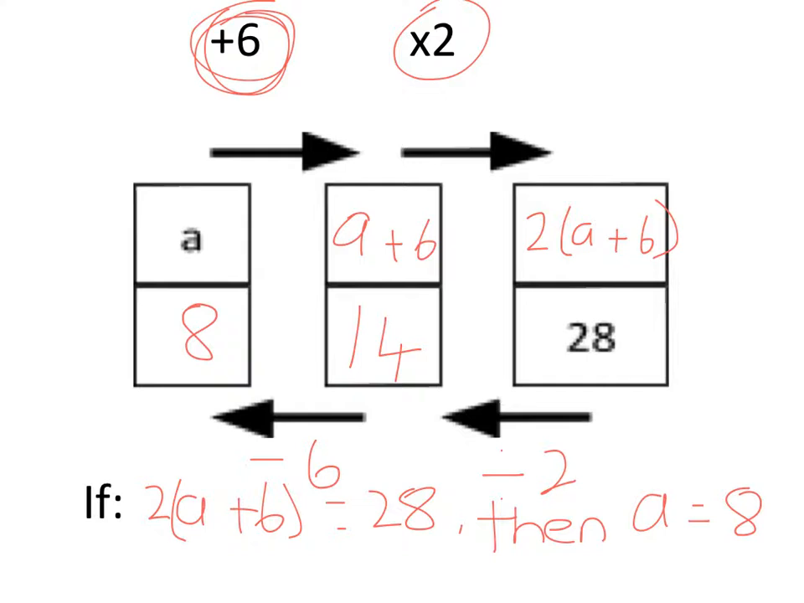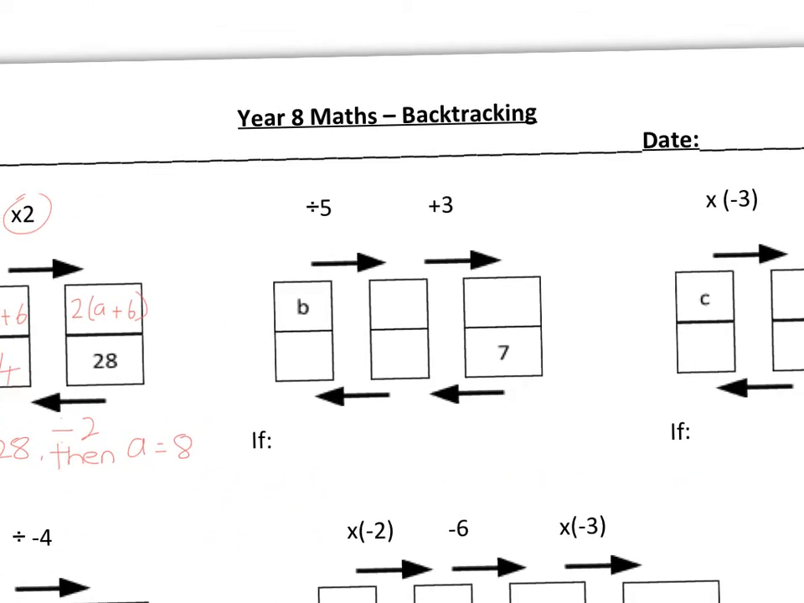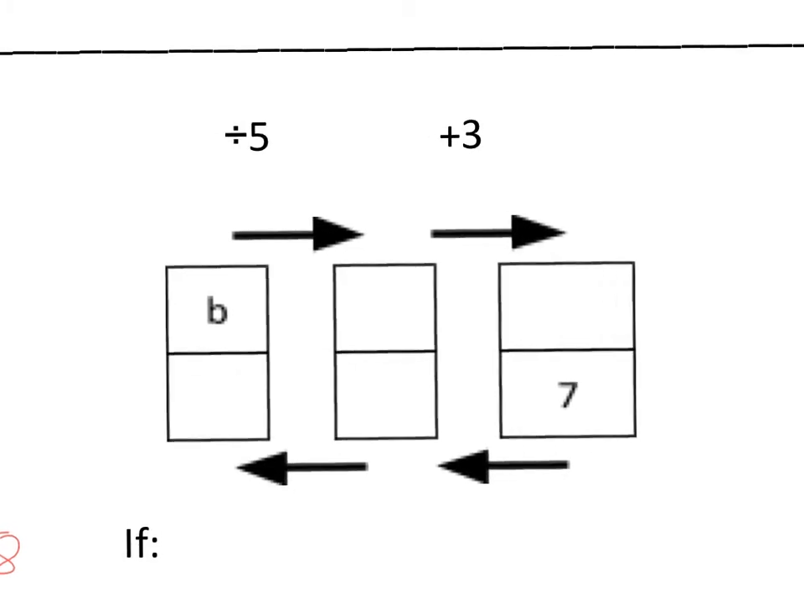Alright, does that make sense? I hope it makes sense. Let's perhaps move on to the next one. Let's move over here and do this one here. Alright, so we've got B over here. We need to work out what B is. Let's follow the instructions. So, B divided by 5 is B over 5. Then we need to do this one here. So we need to add 3. So B over 5, add 3.